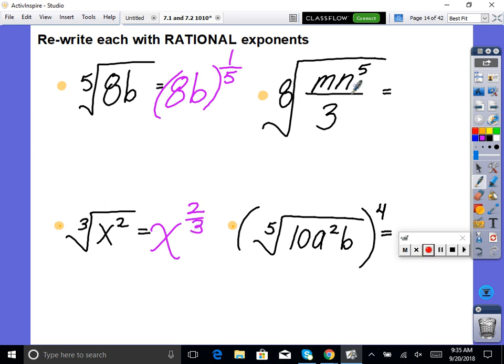Okay, let's look at this one. Are they all raised to the fifth? Nope. Just the n. So they all have their own powers. So we have an n to the fifth over 3, right? The 5's not out here. And then they're all under the 8th root. Then what do I put on top? 1.